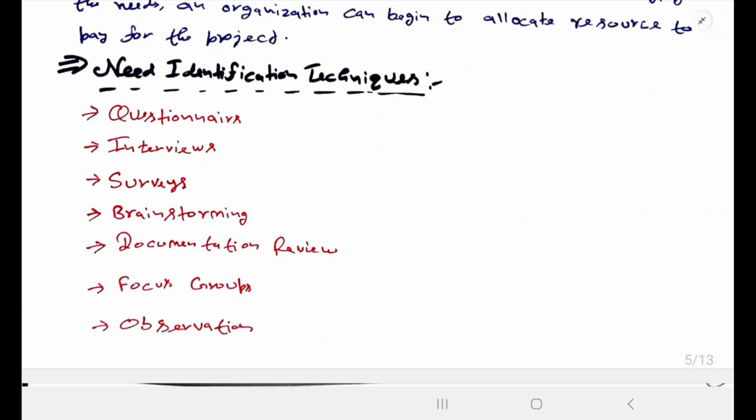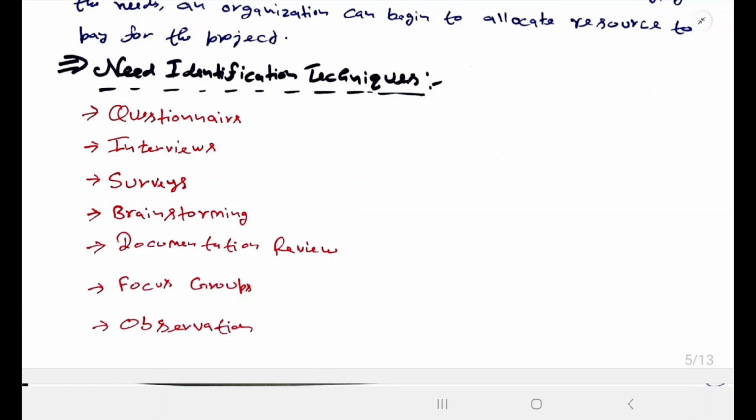Survey, we can arrange a survey to get proper information or to get needs. Next one is brainstorming. We can create a brainstorming session. We can organize it at the organization level or the customer level as well, or we can combine the company personnel and customers as well and get the needs from both sides.